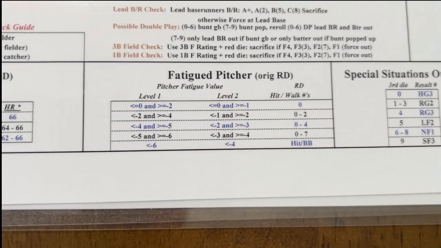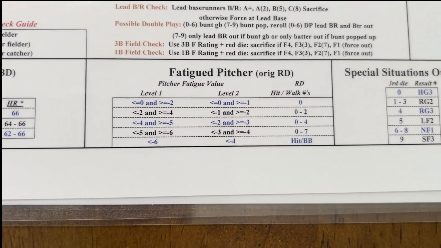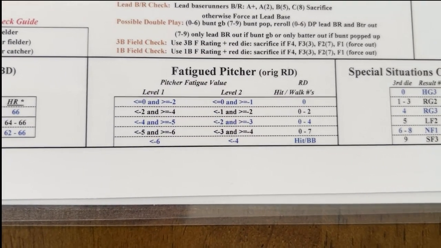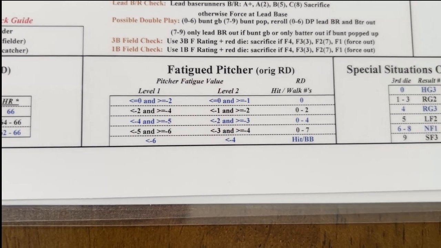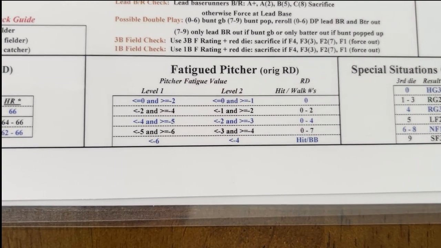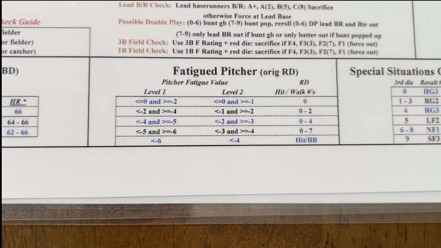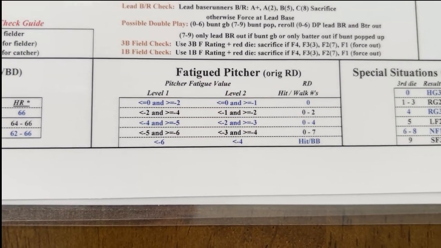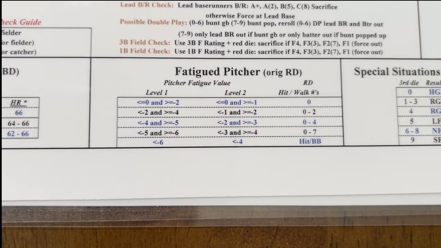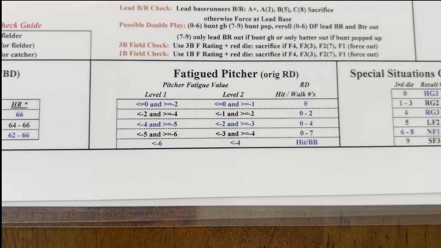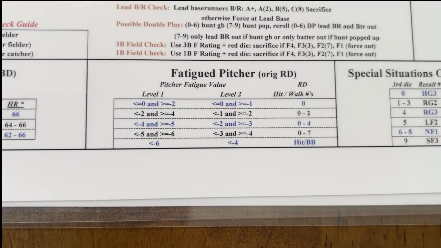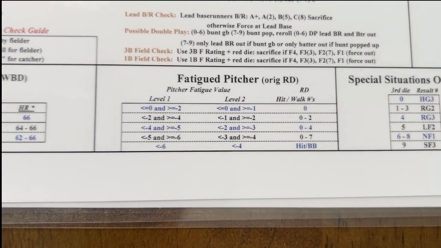You've got the fatigue pitcher. There's two different types of pitcher fatigue you can use in this game. Your choice. This shows you how that affects a pitcher. And essentially what happens is the pitcher becomes less effective at blocking hits and walks when he's tired. And you need a third die check against to determine whether he actually does block the hit or walk.